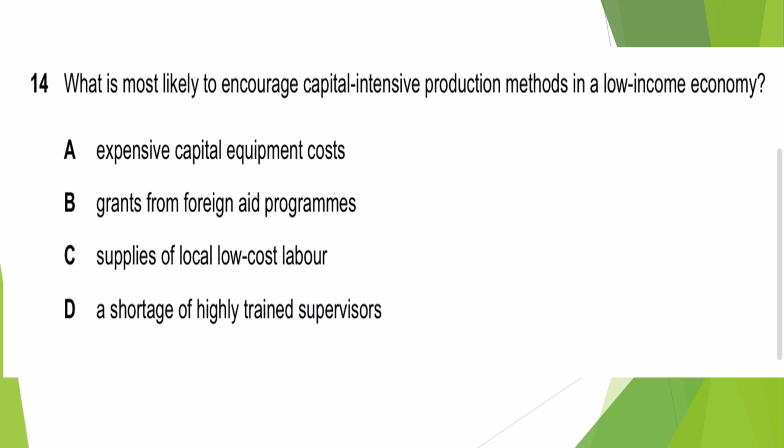Expensive capital equipment costs? Not at all. They cannot afford that. Grants from foreign aid programs? Yes, it could be that if they are providing us the money, we can buy capital and use our capital-intensive production technique. Supply of low-cost labor? Now we are asking about the capital, so no labor at all. A shortage of highly trained supervisors? If there is a shortage, but we cannot afford the capital, how can we get it? So this is also not the answer. So the correct answer is B, grants for foreign aid programs.